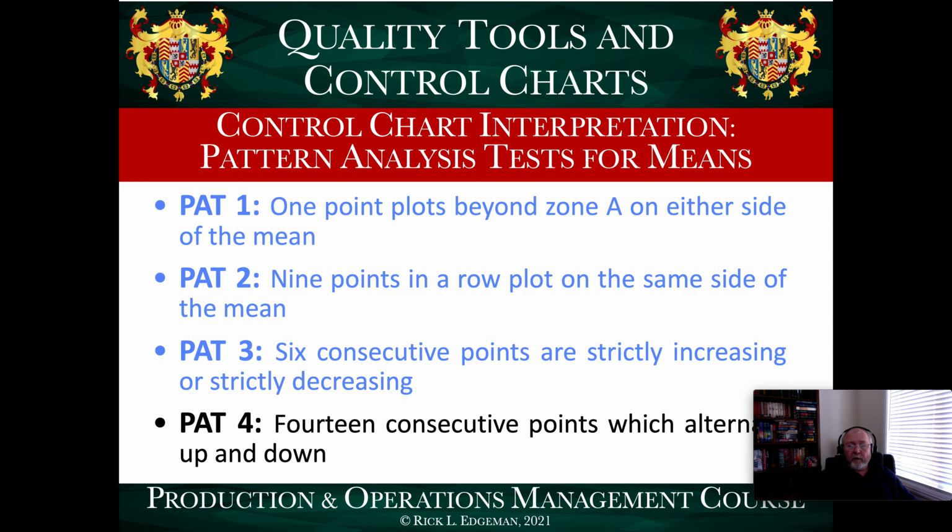And then pattern 4. Pattern 4 says literally that you have one point down, the next point up, down, up, down, up, down, up, and so on. Alternating up and down points, 14 consecutive ones. When you see that pattern, it's usually one of a couple of things. One is good intentions. What I mean by that is somebody over-involves themselves in the process.